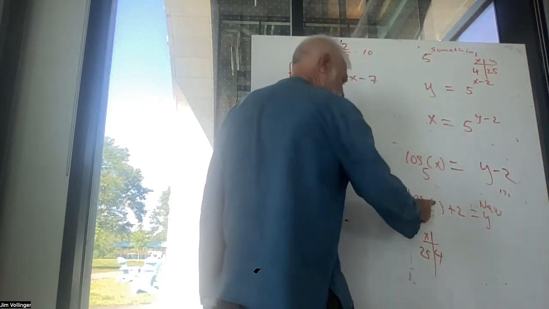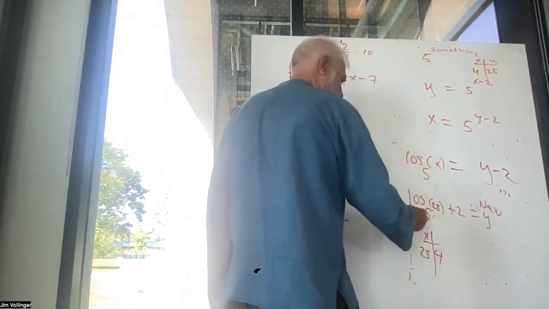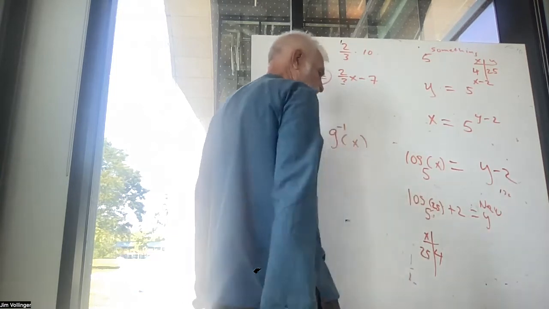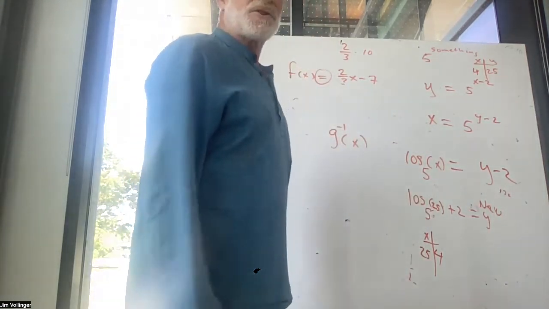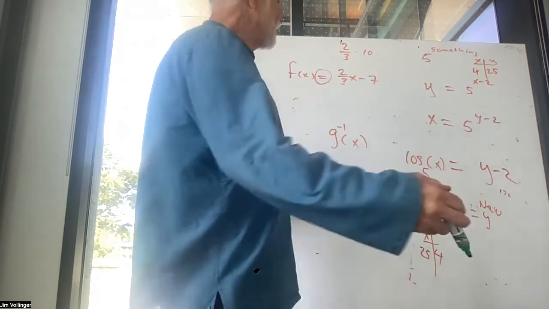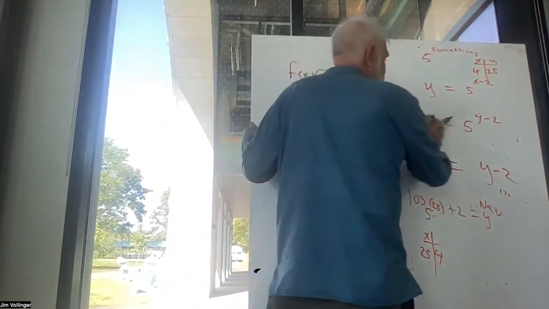Let's see if that's true. Let's put a 25 here. What's the exponent you put on top of a 5 to get 25? Yep, that's a 2. And 2 plus 2 is 4. Guess I did it right. So that was the inverse.